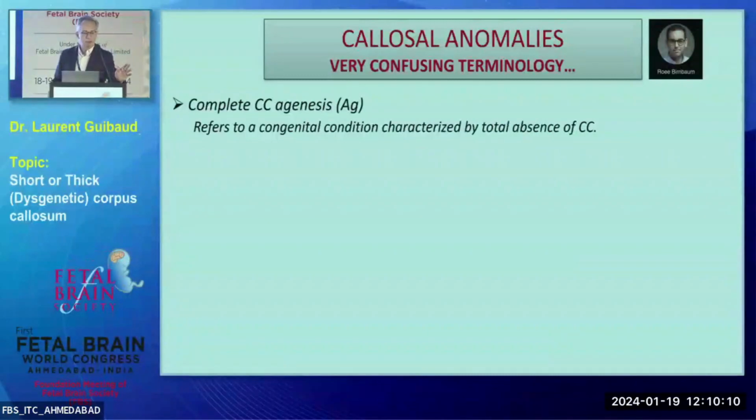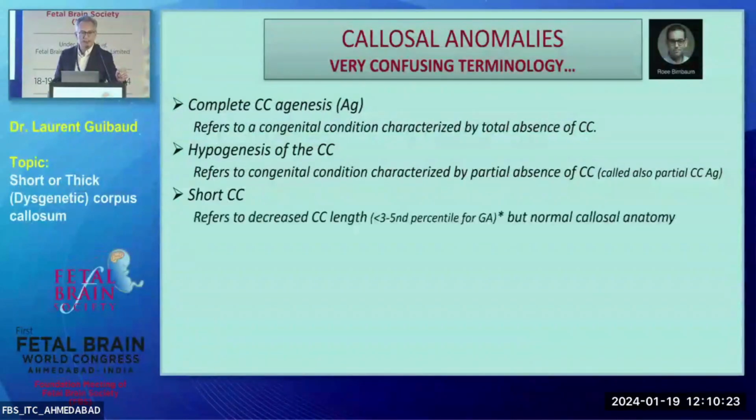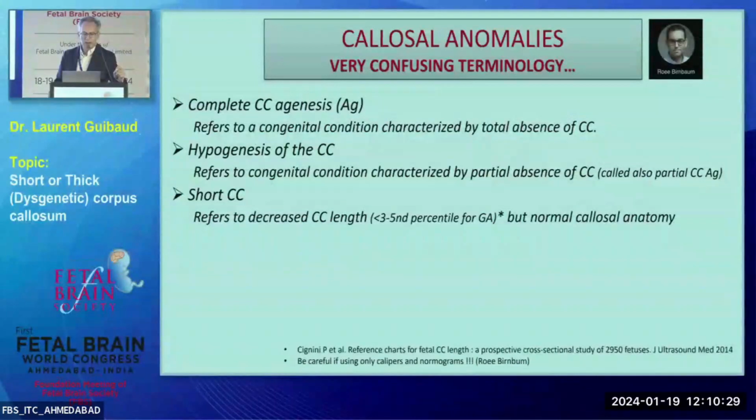Complete agenesis is very simple. There is no corpus callosum. Hypogenesis of the corpus callosum is a partial absence of the corpus callosum, also called partial callosum agenesis. Short corpus callosum refers to decreased corpus callosum length.